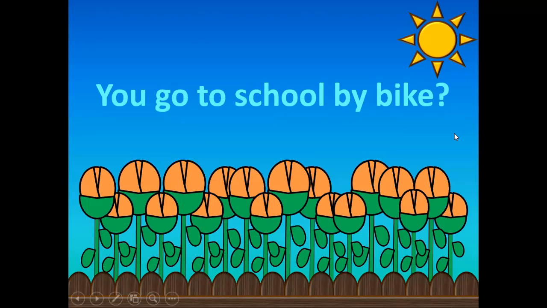Okay, Mr. Job, tell me what's the error here? You go to school by bike. Yes, what should it be? You go to school with bike. With bike? No, no, no. We don't say with bike.